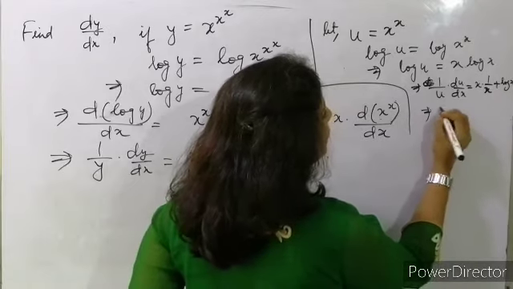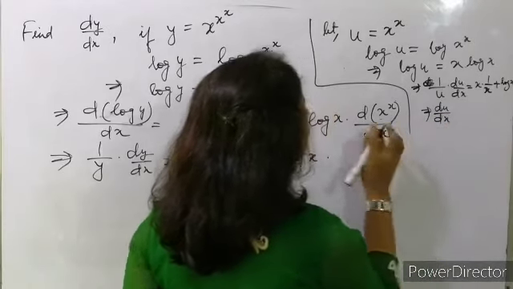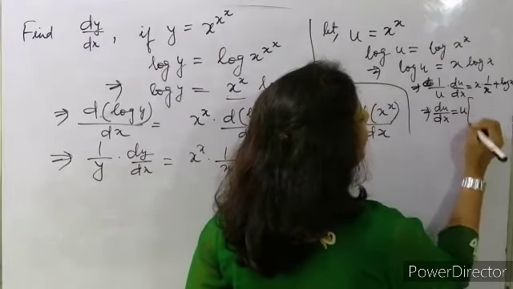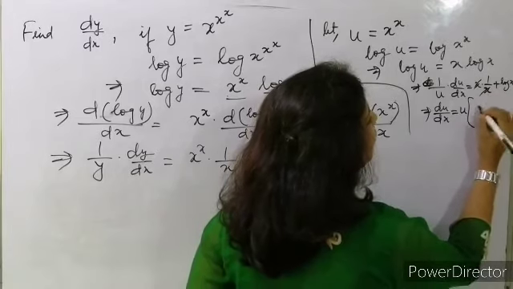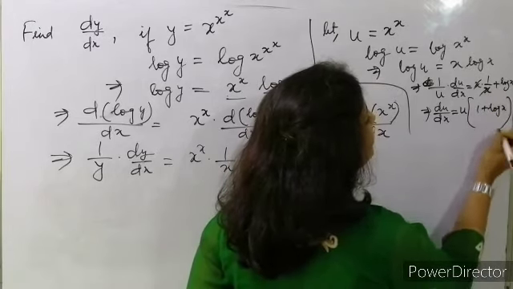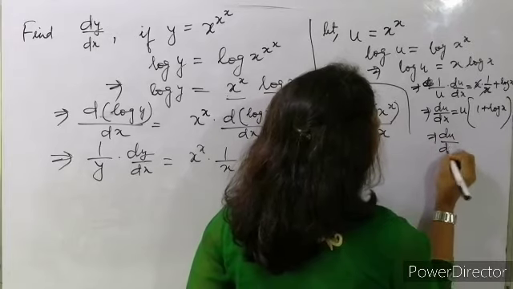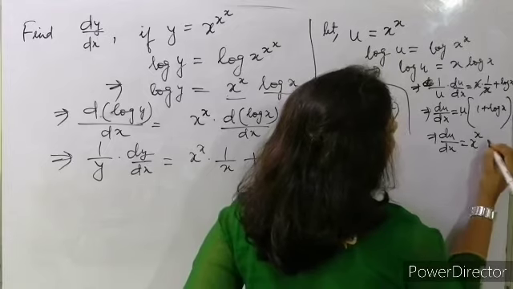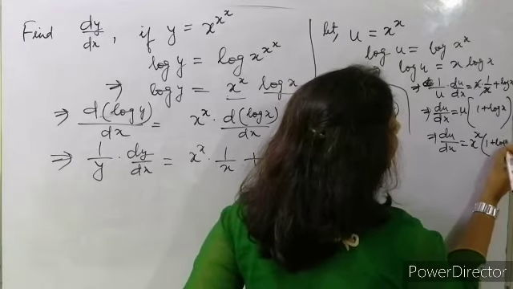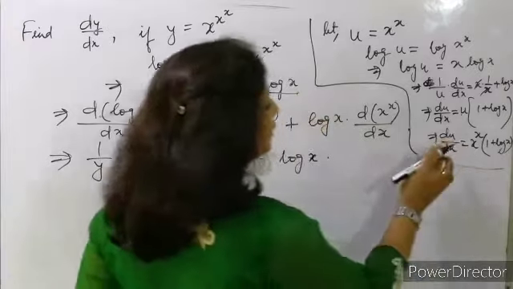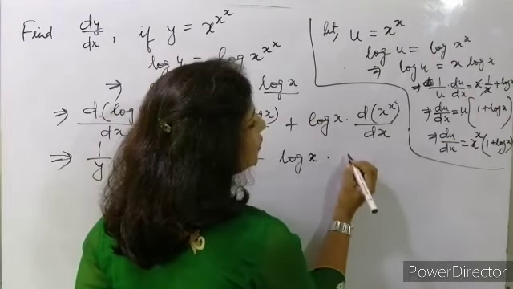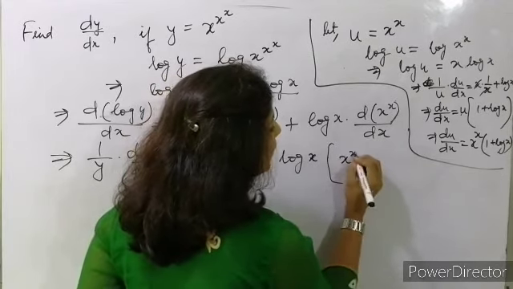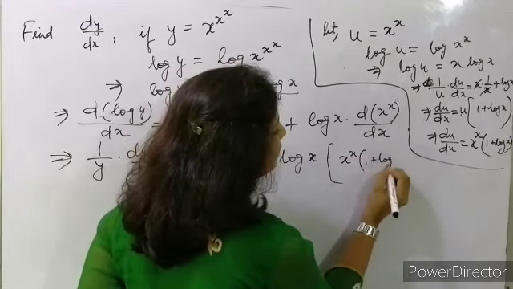So what value are we getting for du upon dx? This is u, so u will be this side and x upon x cancel, so 1 plus log of x, and du upon dx will be equal to u's value, x to the power x, so x to the power x multiplied by 1 plus log of x. So in this way we'll find out the value of du by dx and we'll put the value of du by dx here. So it will be x to the power x multiplied by 1 plus log of x.